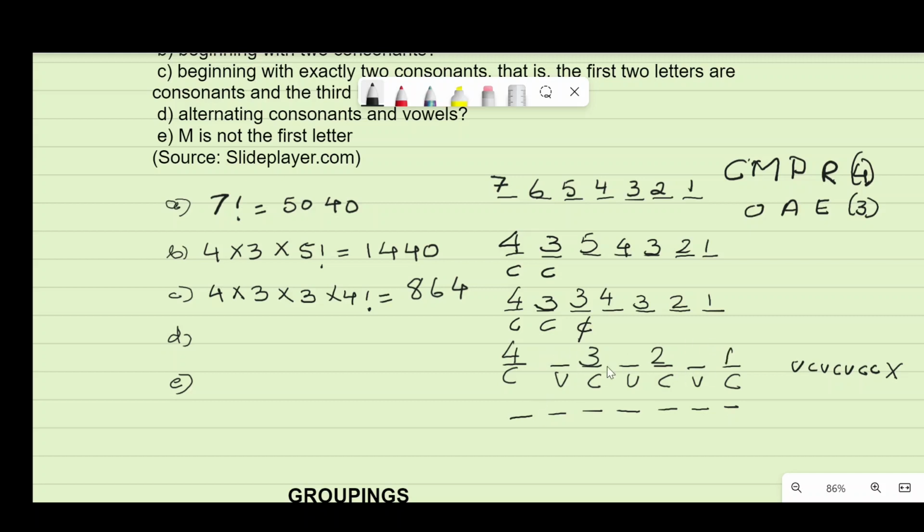Let's go to the vowel positions. How many vowels are available here? 3. All the 3 are available for the first position. Then comes 2, then comes 1.